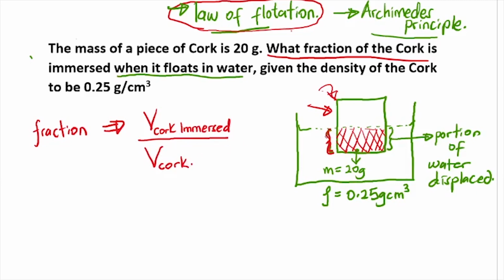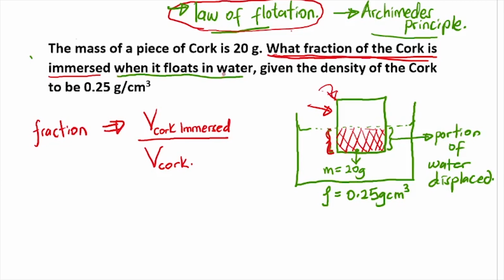So the volume of the cork immersed, divide that by the volume of the whole cork. Once we get these two values, then we are able to get the fraction, what fraction of the cork is immersed. So this is our end product, and we shall go and tackle one by one.